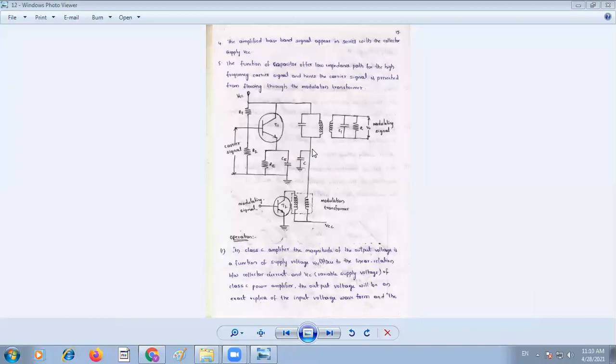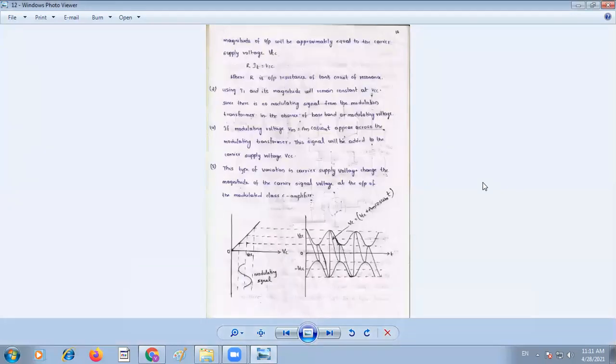So the square law diode modulator method is one of the low level modulation methods, and the collector modulated method or switched modulation method is another modulation technique. These two circuits are very important from the examination point of view. Okay, now. Here is some explanation of the collector modulated method.